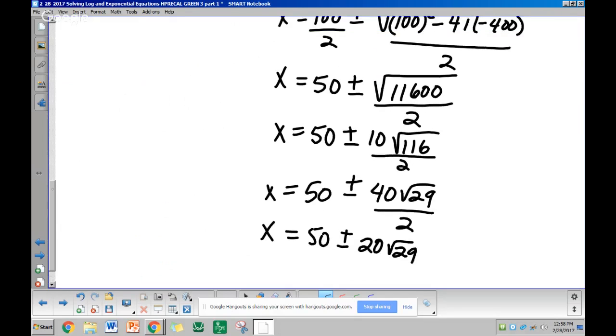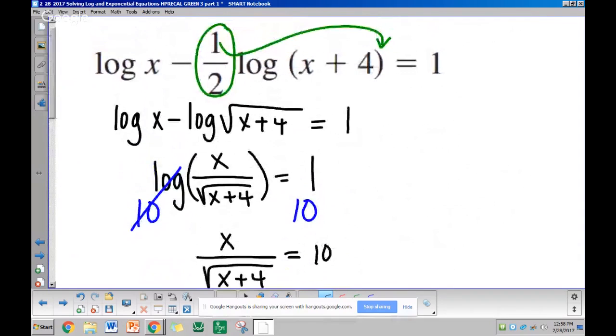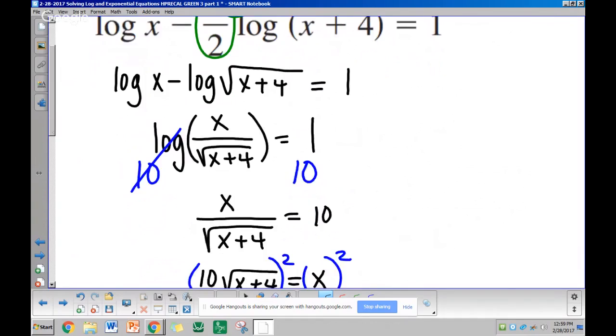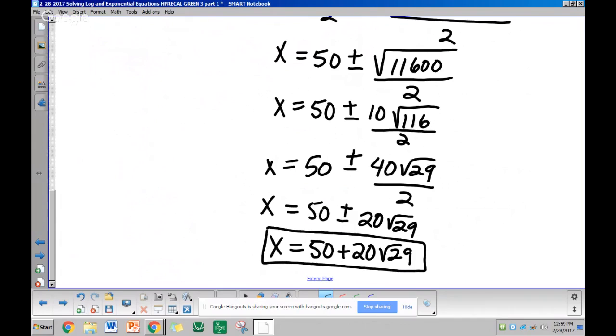Now, what do I have to do with this? Make sure. Go back to the beginning. In the beginning, there was an equation. Okay, so it has to be positive. Is 20 times root 29 bigger than 50? Yes, it is. So we have an extraneous solution, don't we? x equals 50 plus 20 root 29 is the only answer. Do 50 minus 20 root 29 on your calculator.